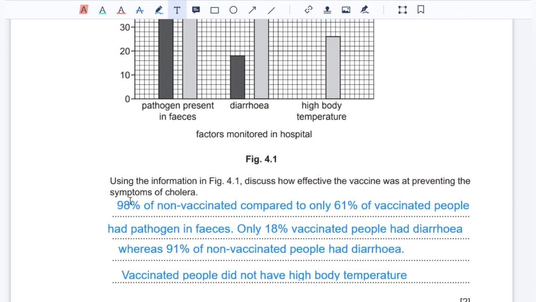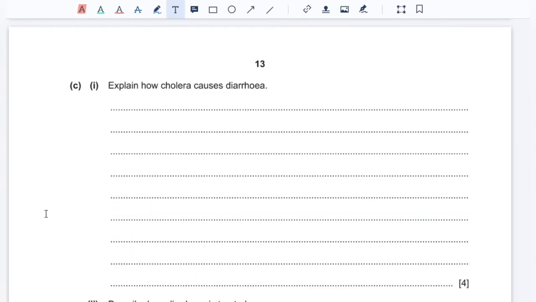answer. Here's my answer, where I have compared the percentages of people in the two groups, and using the data will ensure that I score at least 1 mark. And I've also stated how the vaccinated people did not have high body temperature. Explain how cholera causes diarrhea.